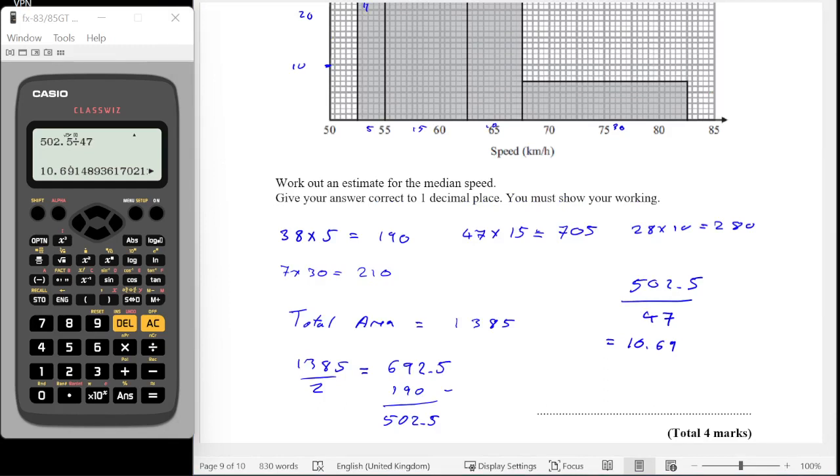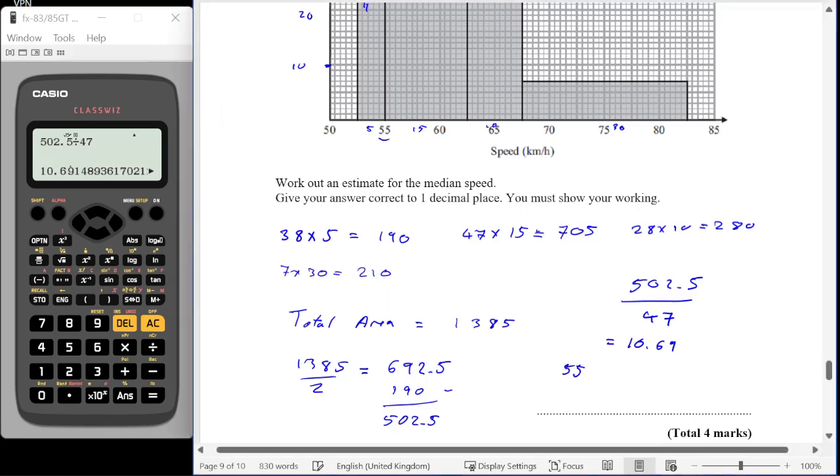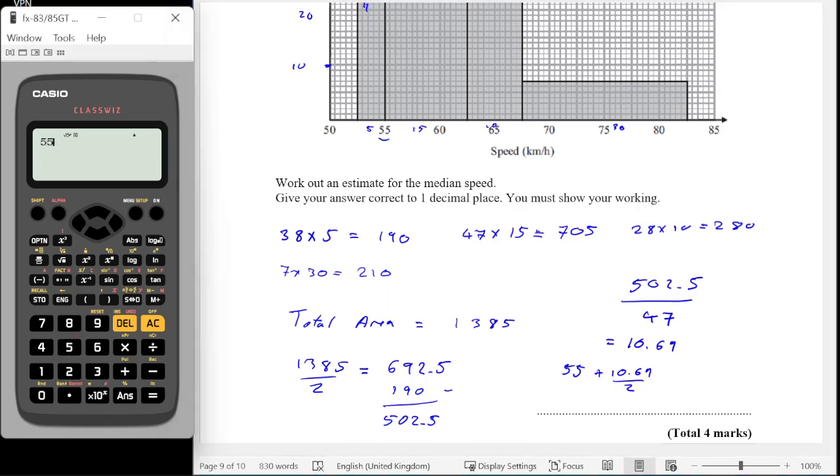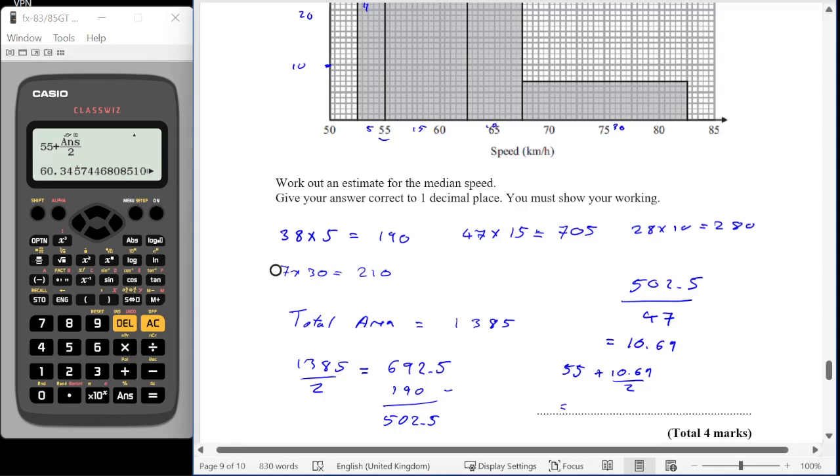Okay, so I want 10.69 into this block. I've just realized that I've counted the square. It doesn't matter, I can just adjust my answer. I've called it 15, but in reality, they're going from 55 up to 62.5, so it's actually half of that, 7.5. So I'm going to do 55, which is this point here, and add on half of 10.69. So that's 55 plus my answer over 2, which gives me 60.34. To one decimal place, I'll write it there.